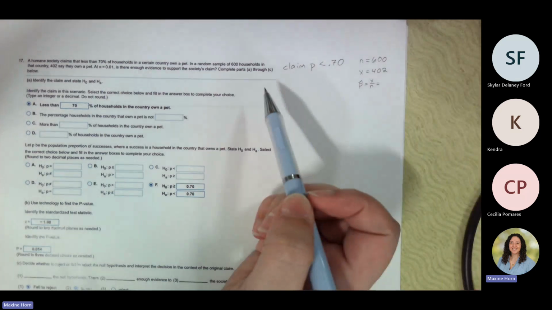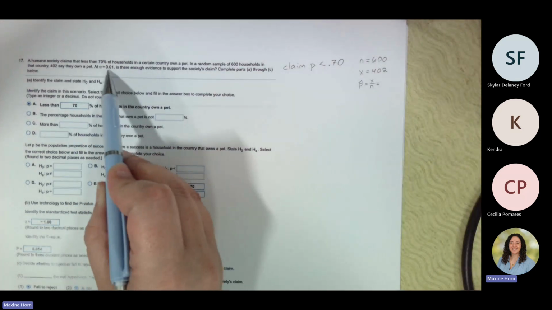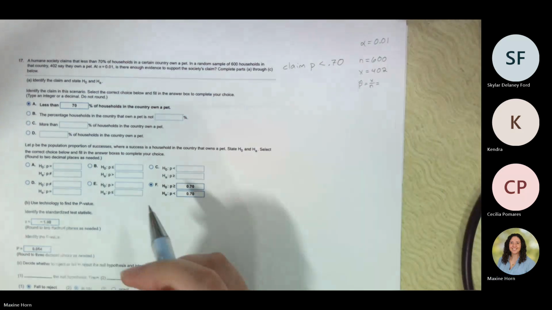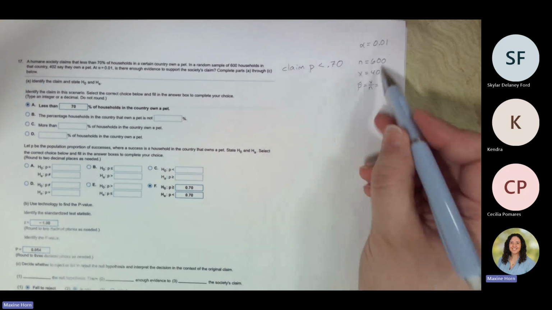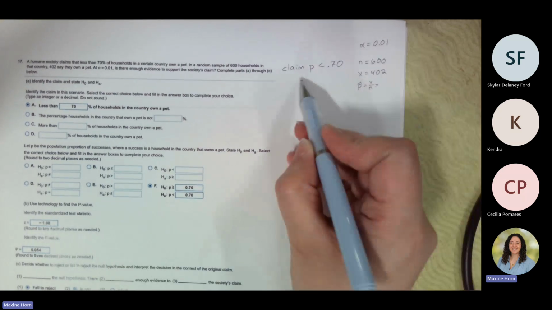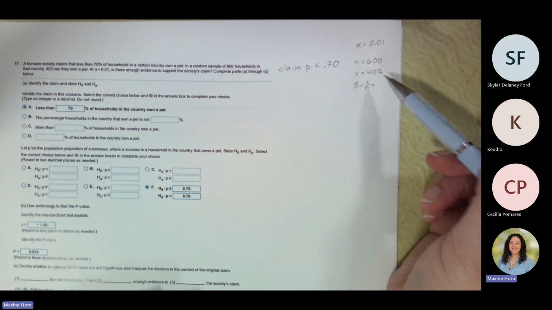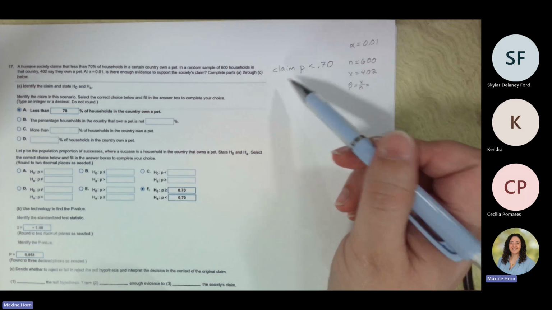Okay, so I know I didn't really give you a lot of time to get started here, but let's keep going. They gave us an alpha of 0.01, and they want to know, is there enough evidence to support the society's claim? I kind of just started writing stuff down rather than doing my normal process. You can write stuff down first, that's fine. But let's go ahead and do what we've got to do over here.